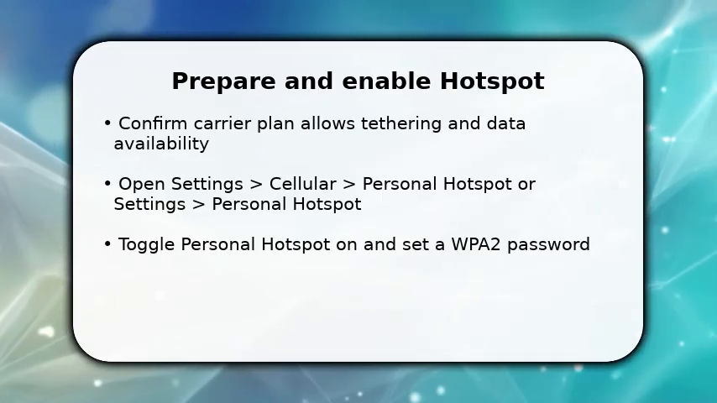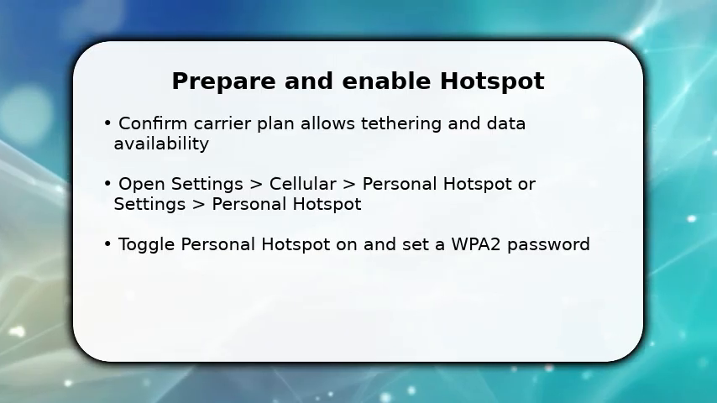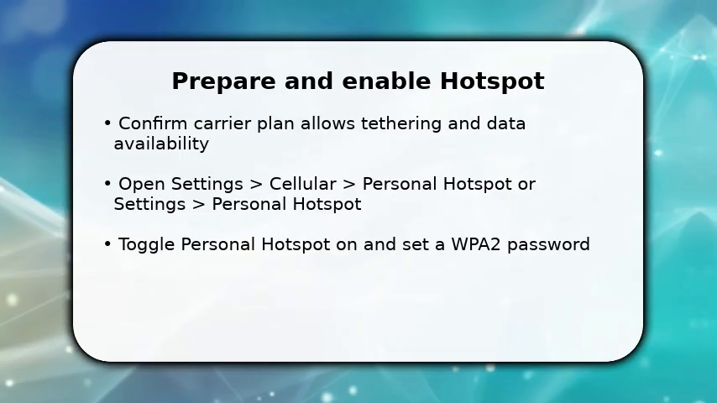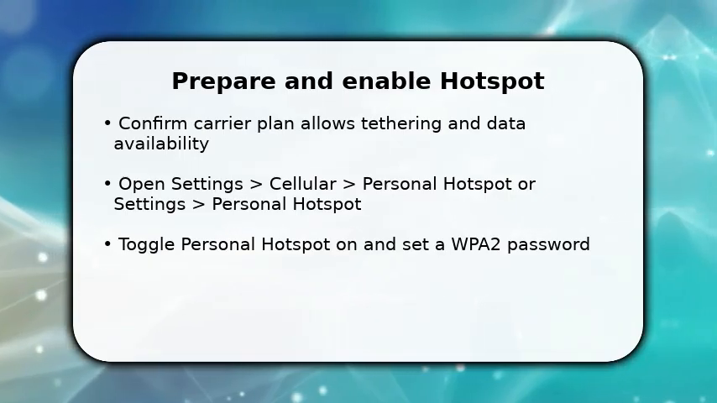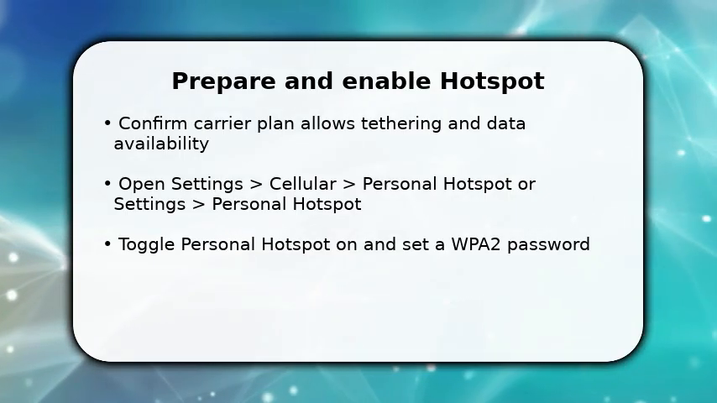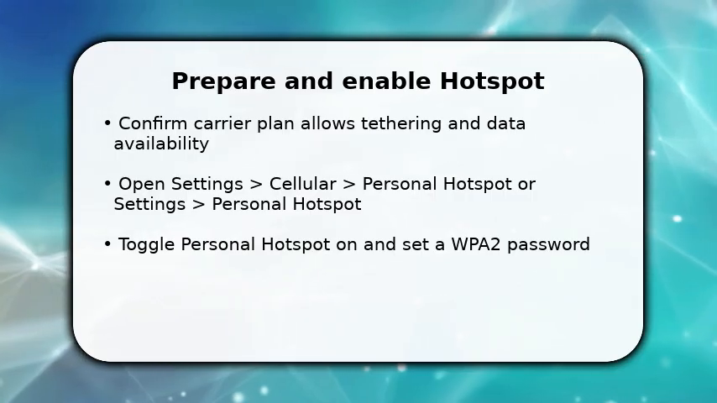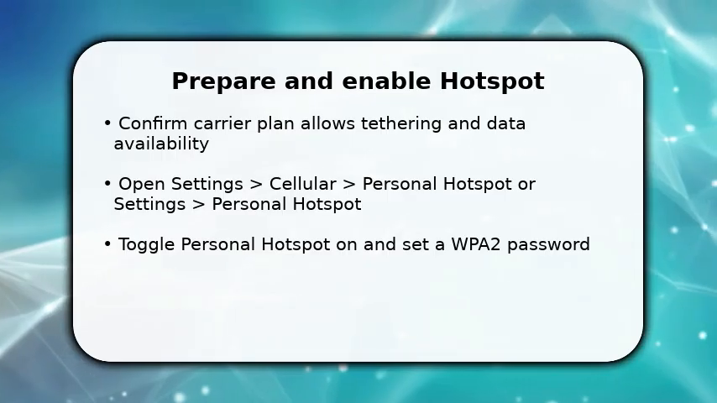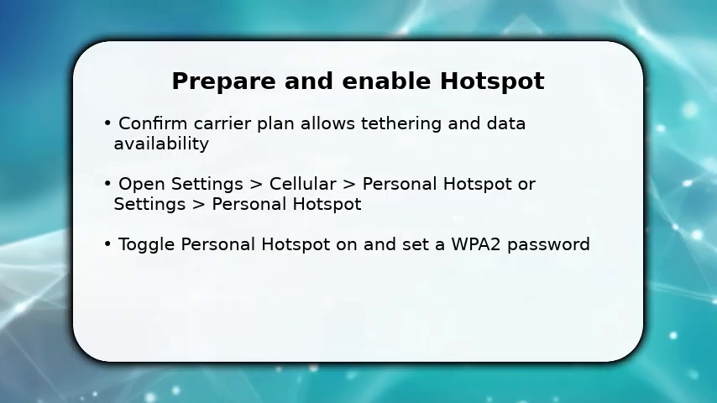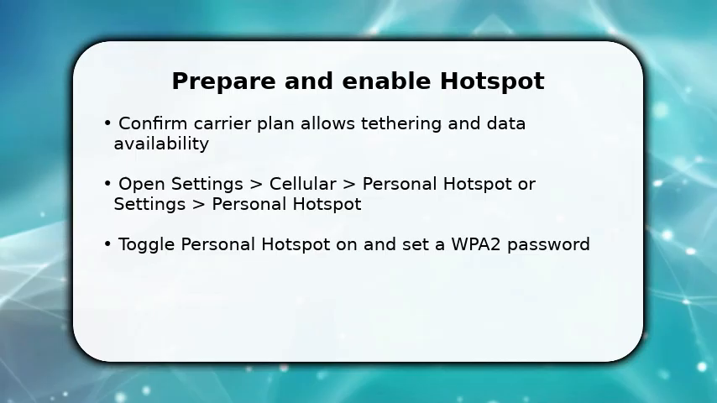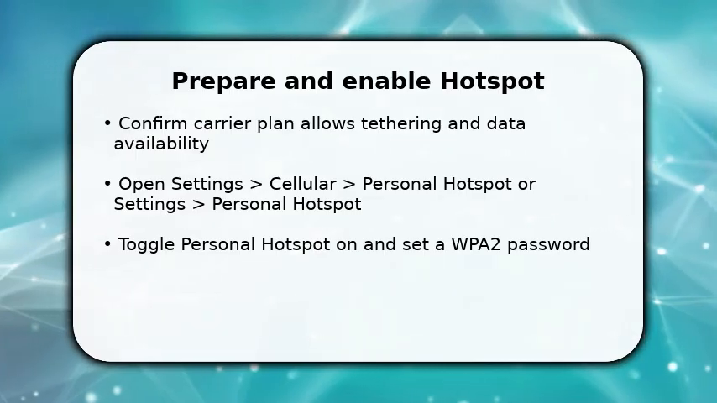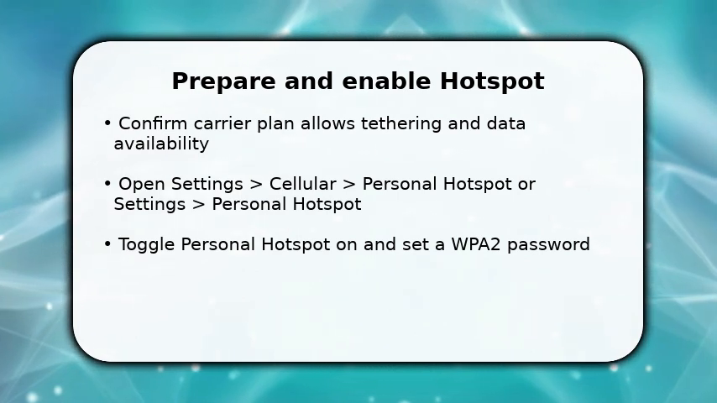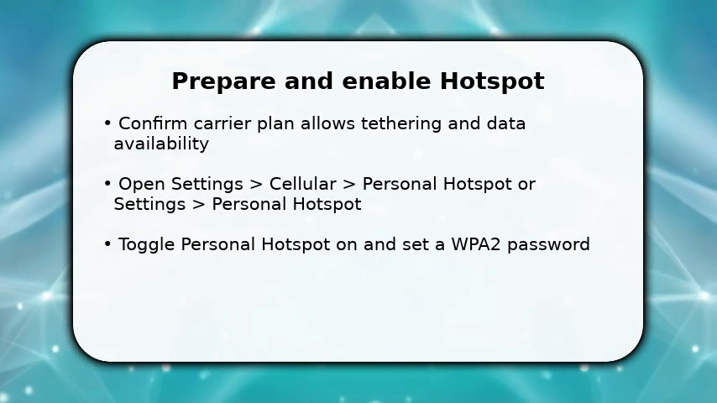You start by confirming your carrier plan supports tethering and that you have sufficient mobile data. This prevents unexpected blocks mid-task. Next, open Settings, go to Cellular or directly to Personal Hotspot, and enable the toggle labeled Personal Hotspot. Once done, set a strong WPA2 password so devices use encryption. This protects your data and prevents unauthorized use. Make sure the hotspot name matches your iPhone device name so you can identify it from the client device quickly.